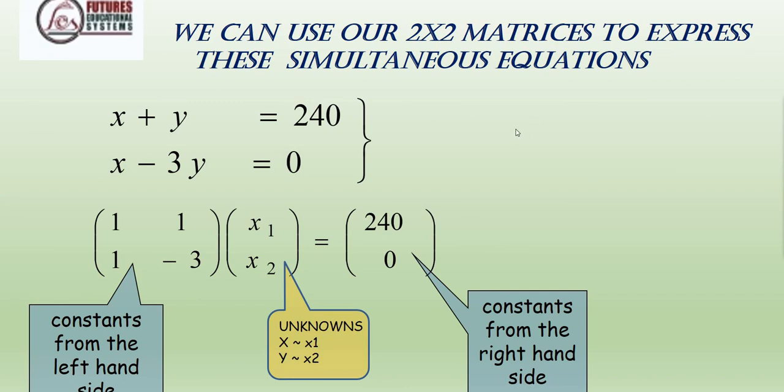And now we recap the simultaneous equations using matrices. The first equation is x plus y equals 240, the second equation is x minus 3y equals 0. The left-hand side is matrix A, 1 1 1 negative 3, multiplied by x1 x2, or x and y, equals the constants 240 and 0.